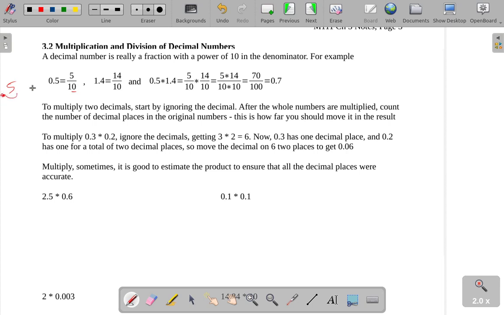This is why the place values are things like tenths, hundredths, thousandths, because those are powers of 10: 10, 100, 1,000, and so on. You can see the same thing happens here with 1.4. It's 14 divided by 10. We start out with the decimal place to the right of the 14, and when we divide by 10, we move the decimal place one place to the left, which gives us 1.4. So 1 and 4/10, you could think of that as 14/10.